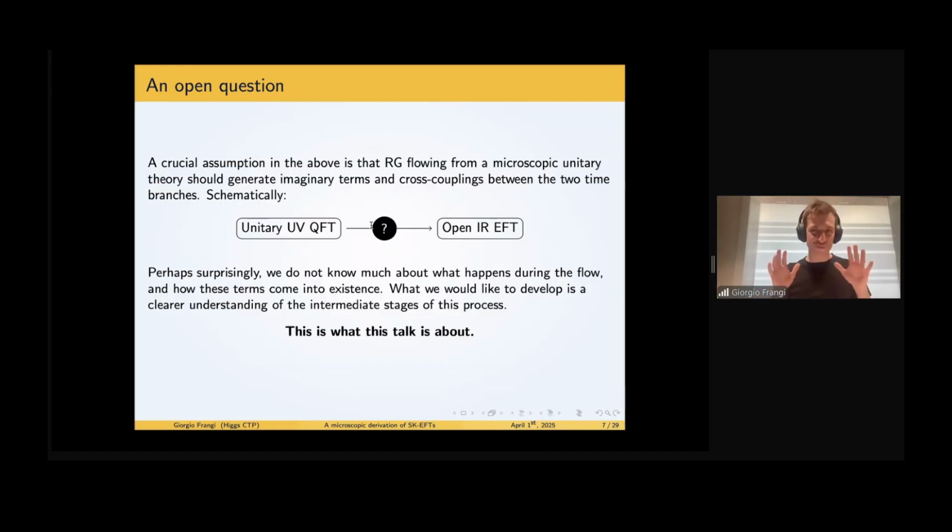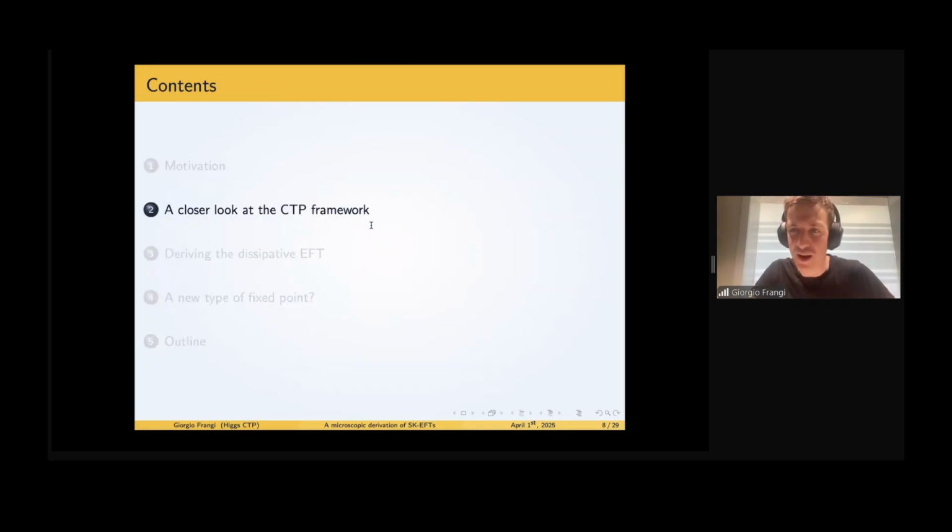So what I'm really caring about today is to try to give you a window into what are the intermediate steps of this RG flow and why these terms should actually emerge. And yeah, this is it for the introduction. Are there any early questions so far?